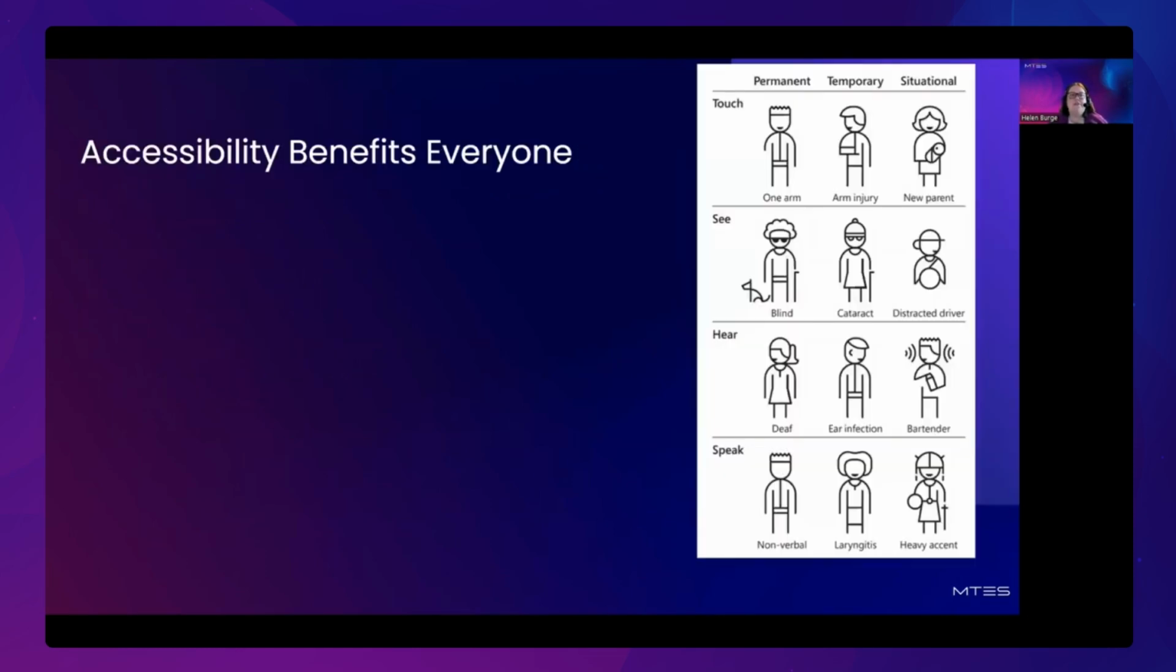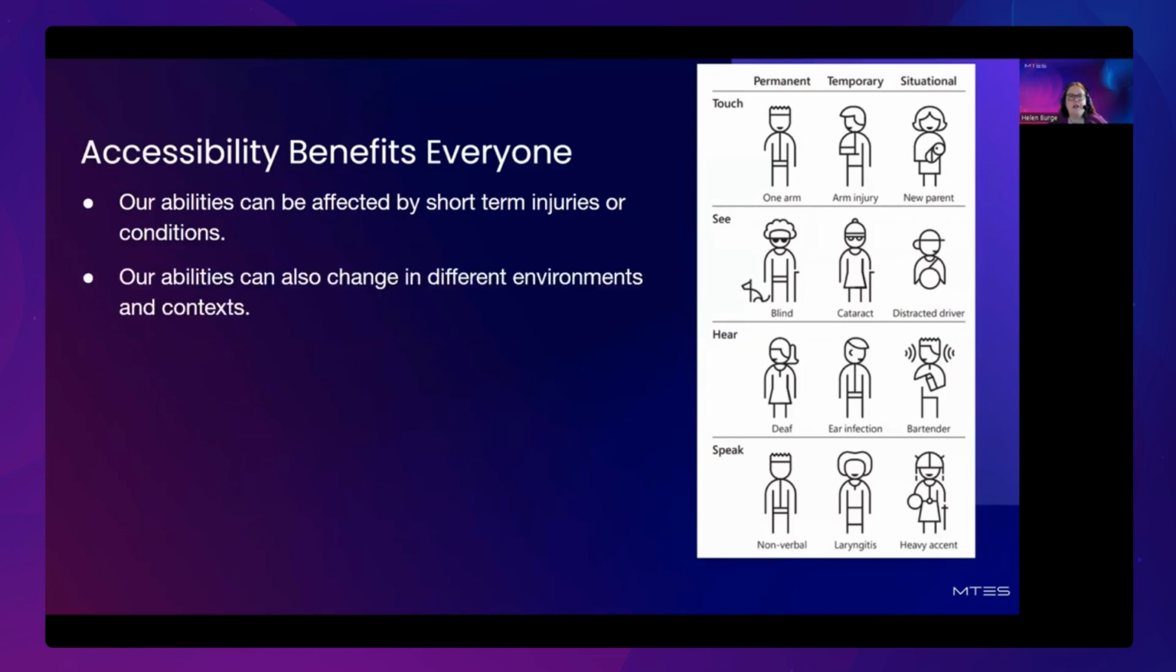So accessibility benefits everyone. It's not just about people that are permanently disabled. So when you look at this image on this slide, you've got the Microsoft Inclusive Design Toolkit, which shows permanent, temporary, and situational impairments. So permanent is something that will not change. So for instance, hearing, when you're deaf, you'll never hear. But you might have an ear infection, which means your hearing is not quite as good. But you should hopefully recover from that ear infection.